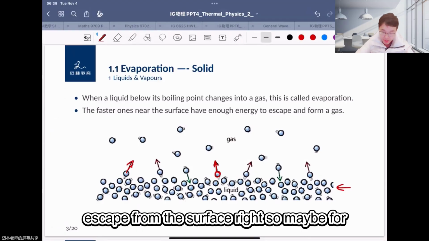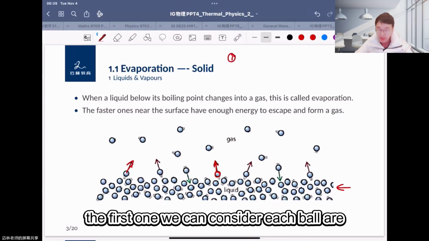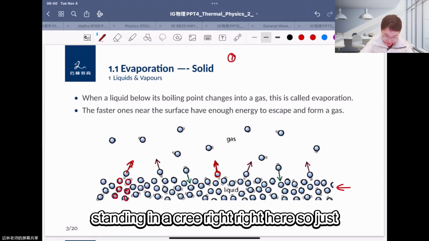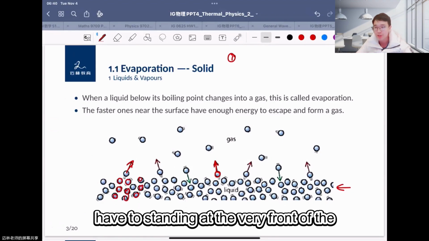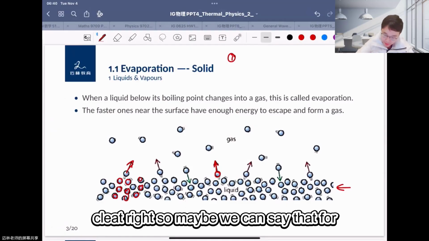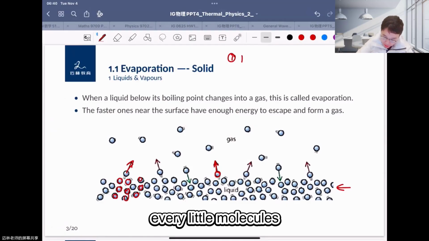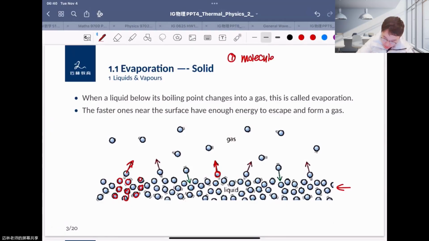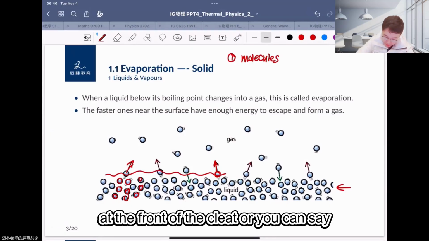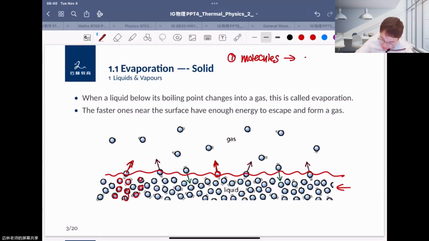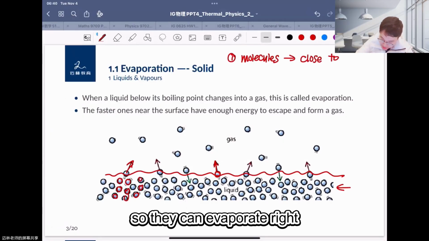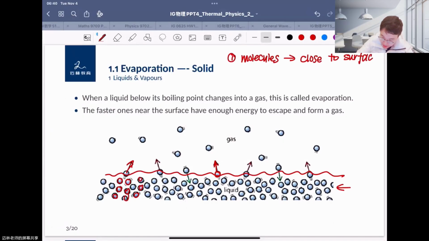So maybe for the first one, we can consider each ball as standing in a queue, right? Like here, they're just standing in a queue. So if you want to escape, maybe first you have to stand at the very front of the queue, right? So we can say that every little molecule has to be at the front of the queue, or you can say that they are very close to the surface, so they can evaporate, right?